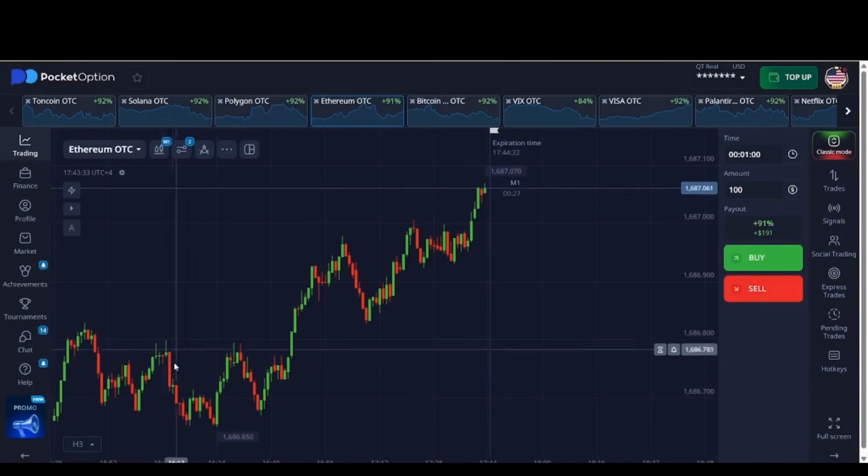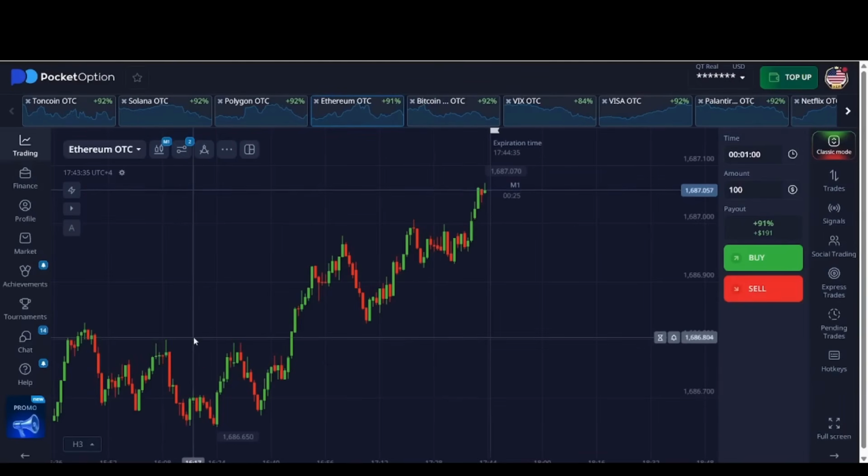Let me share another example. Make sure that this setup happens in the direction of the trend.